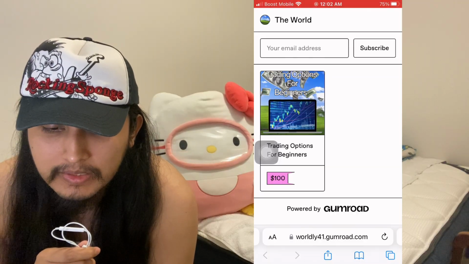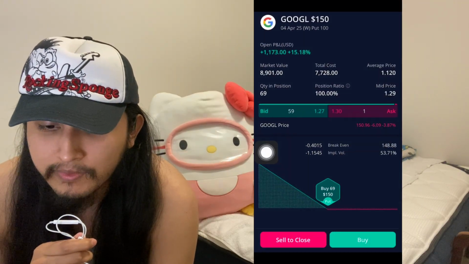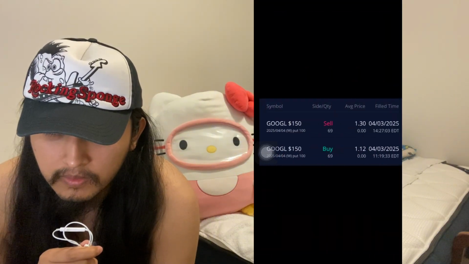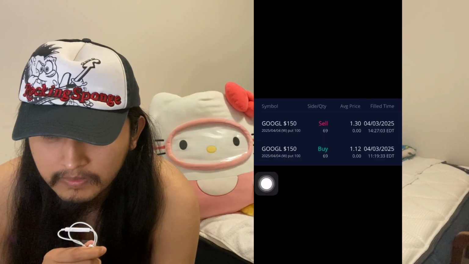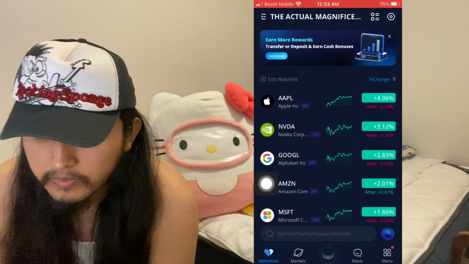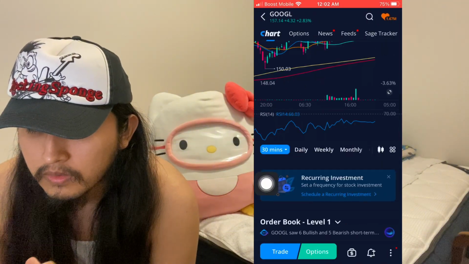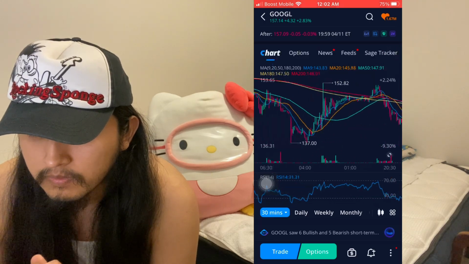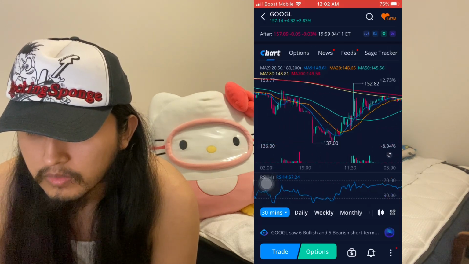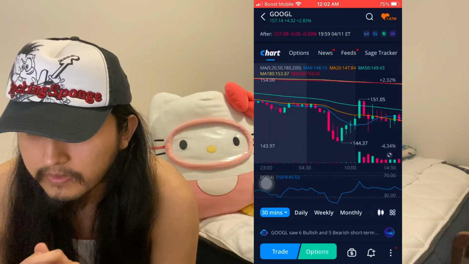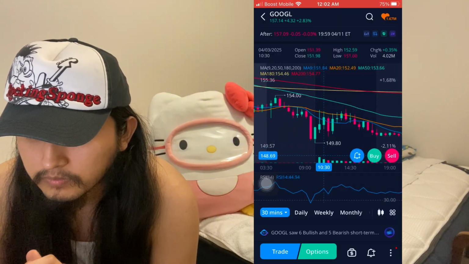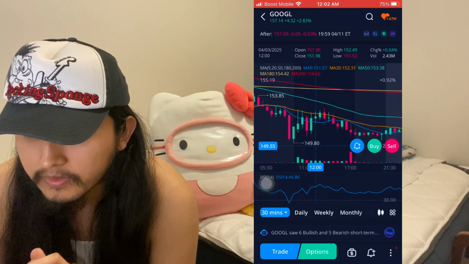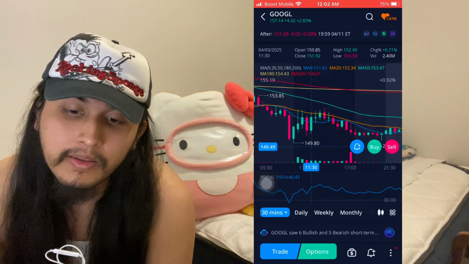And basically, how did I make $1,173 just trading a couple of Google put options? So on April 3rd, at 11:19, this candle right here on the 11:30 candle is when I got into Google put options.